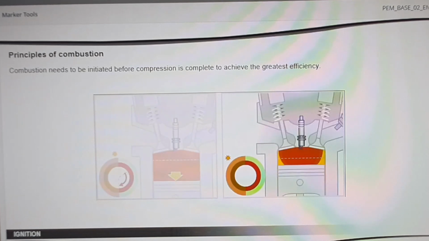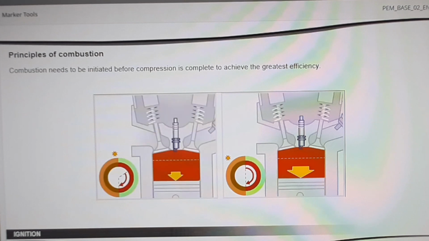If, on the other hand, ignition comes before TDC, combustion will be complete at TDC. The pressure due to combustion will be at its maximum and will apply throughout the power stroke. The torque produced will be more important. So, combustion needs to be initiated before the end of compression to achieve the greatest efficiency. Ignition before TDC is known as ignition advance.